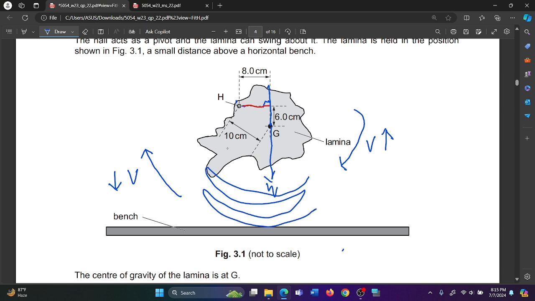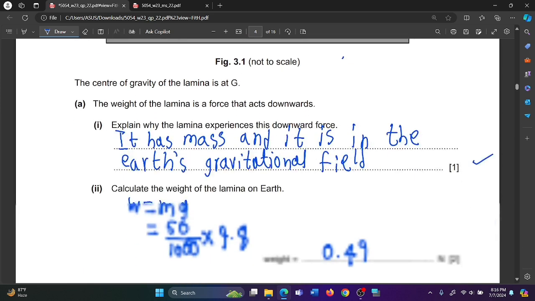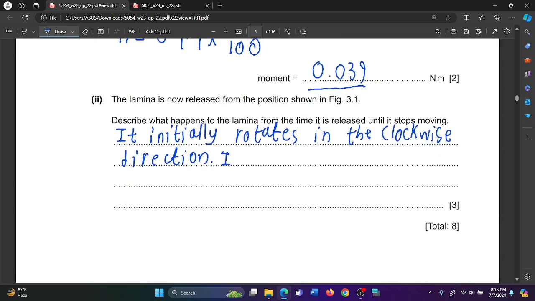So it will keep on oscillating, and at one point it will come to a stop with the center of mass vertically below the pivot, so that the perpendicular distance between the center of mass and the pivot becomes zero. So no moment, thus no rotation. The moment is causing the rotation. So if the perpendicular moment is zero, the rotation will also be zero. Thus the lamina comes to a stop with the center of mass vertically below the pivot.